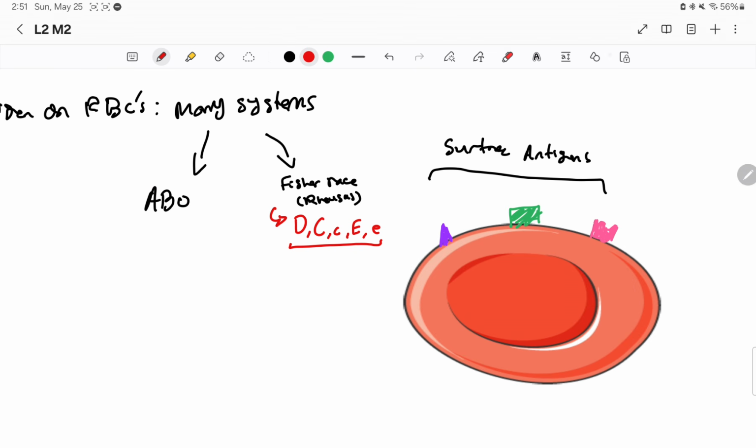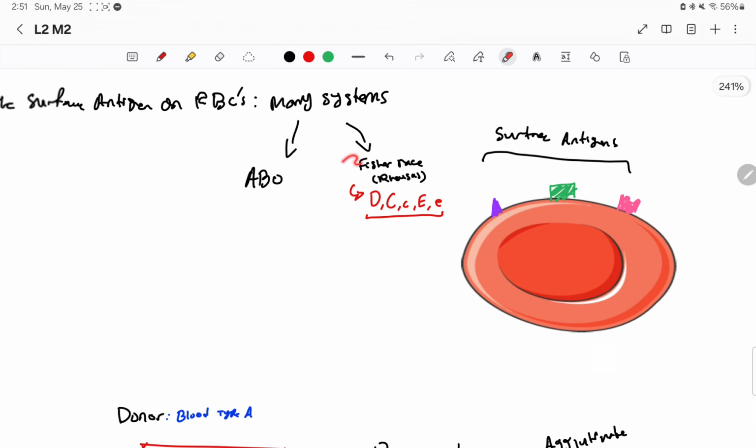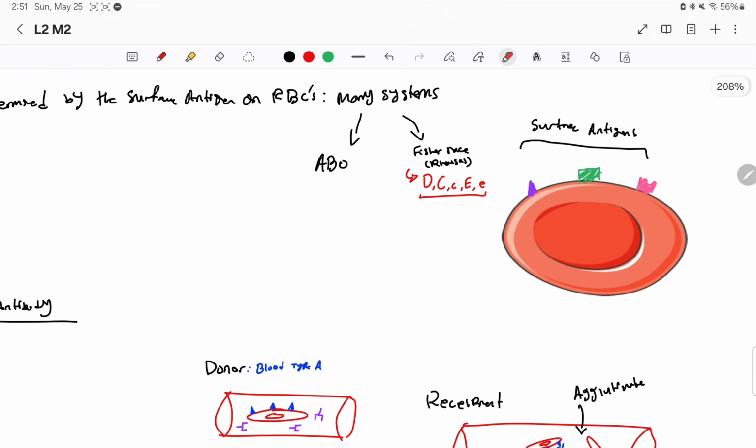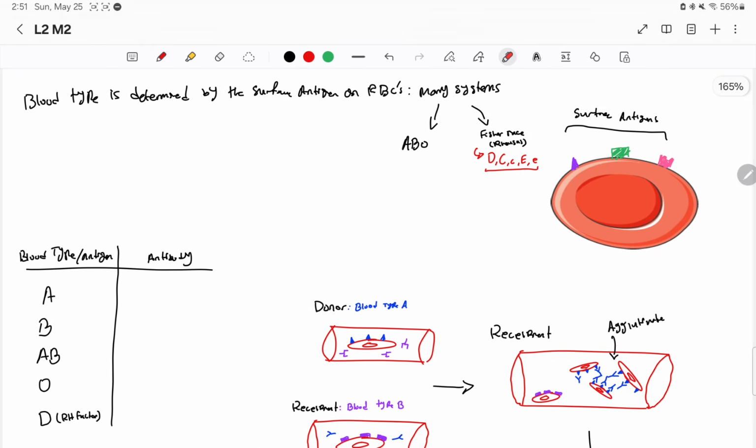Now, for the purposes of understanding, I want to clarify that these are not the only systems. There are multiple other systems. There is the Kell system, for example. There is the Duffy system. There is the Kidd system. There are so many systems that describe upwards of 100 antigens on the surface of our red blood cells, and that should make sense because this is just too simplistic of a view. However, for the sake of learning, we're going to look at these ones.